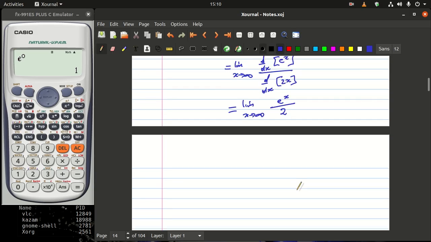And now what we do is try and see if we can plug in. If we plug in, we get e raised to infinity over 2. We know that the numerator is increasing faster. It is a positive constant raised to infinity, the same as infinity divided by 2. And infinity divided by a finite positive number, we end up getting infinity.